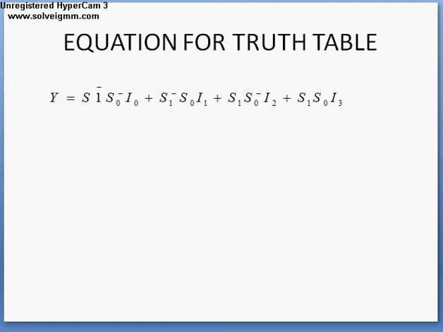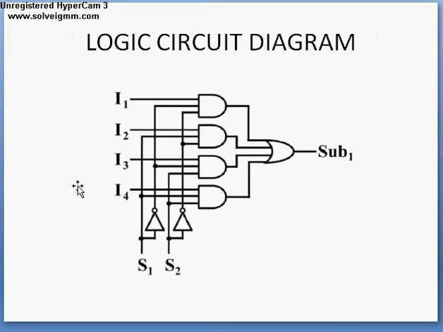That is, this will be your logic diagram. The whole logic diagram. These are the inputs. These are select variables. Here this NOT gate will indicate the bar, and this simple line will represent the simple variable without bar. And this is your output Y. Here I represented it by sub 1. So this is all about the 4:1 multiplexer.